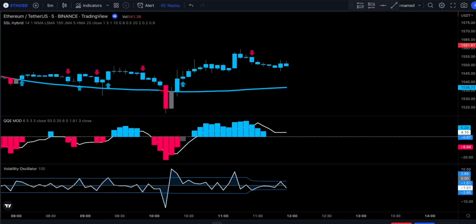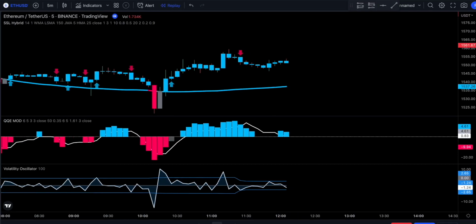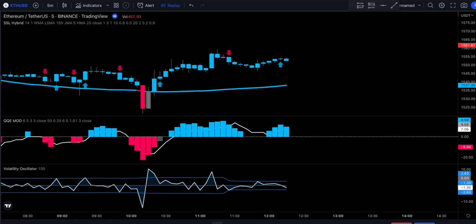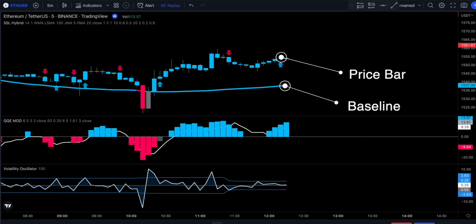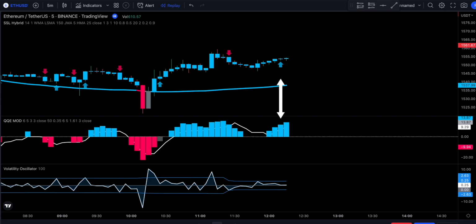A buy signal is valid when the following criteria are met. First, a buy arrow is displayed on the chart. Second, the price bar is positioned fully above the baseline. Both the baseline and the bar are blue. Third, the QQE MOD bar is blue. The white line is above the 0 level.